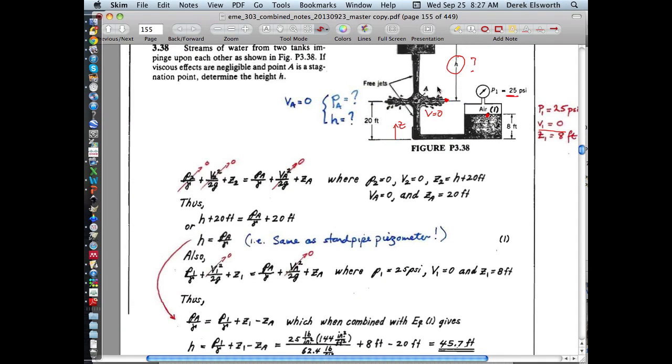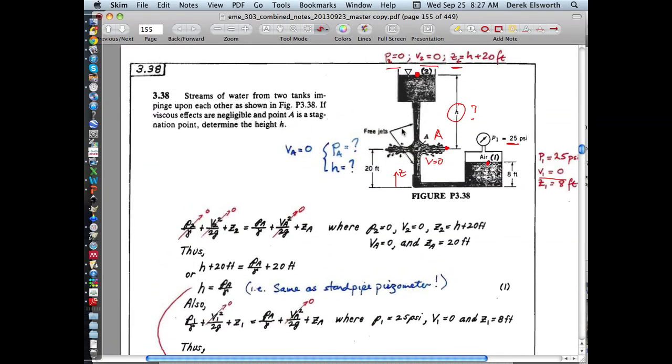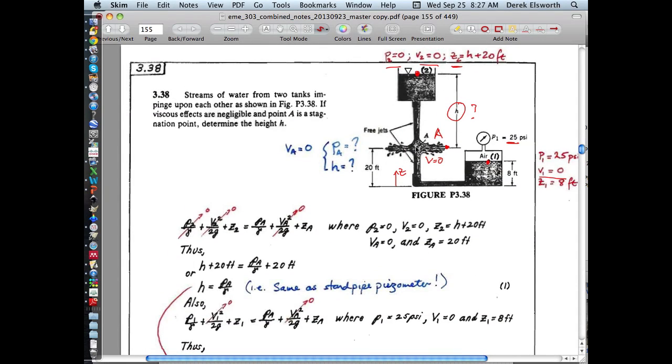So I guess this is point A. You could write the expression between, in this case, this point and this point. It's on the streamline, right, as you go from here to here. And so pressure at point 2, velocity at point 2, elevation at point 2. Pressure at point A, velocity at A, and elevation at point A, which I guess we know, right? So ZA is equal to 20 feet.